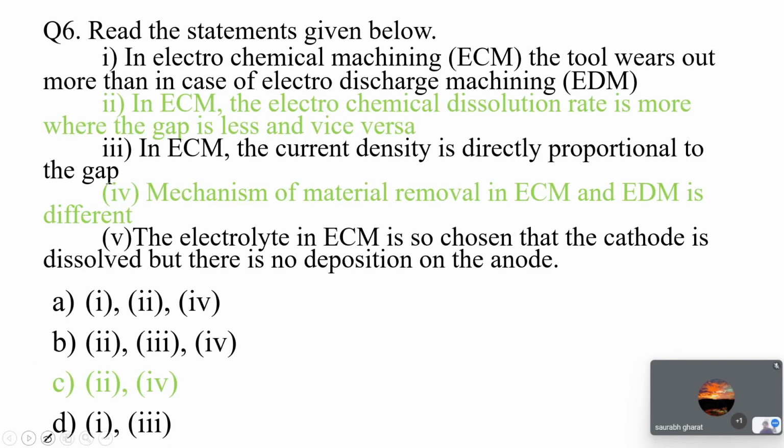Okay, read the statements given below. First statement: in electrochemical machining, ECM, the tool wears out more than in the case of electrodischarge machining. Second: in ECM, the electrochemical dissolution rate is more. This is correct. Third: in ECM, the current is directly proportional to the gap. This is wrong. Both of these are wrong. Fourth: the mechanism of material removal in ECM and EDM is different. This part is correct. Fifth: in ECM, the cathode is dissolved, but there is no deposition at the anode. This is again wrong. So only 2 and 4 are the correct answer.